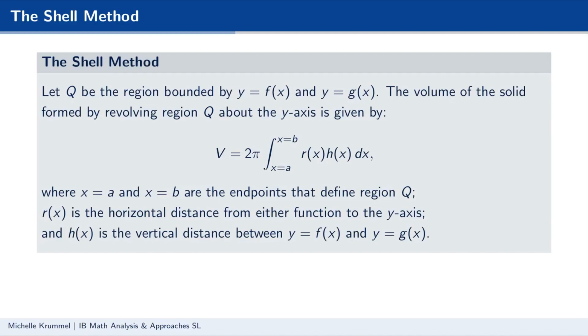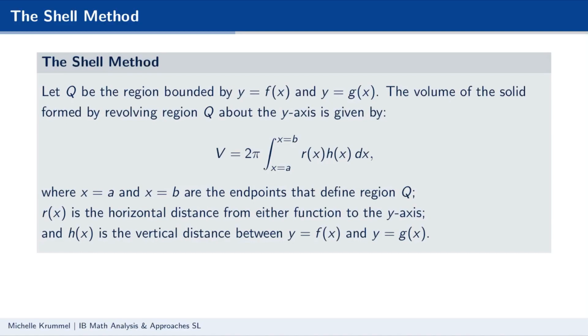So here we have a general formula for setting up shell method. Q is our region. It's bounded by the functions f of x and g of x. And we are going to revolve this region Q around the y-axis. So the setup here would be that volume equals 2 times pi times the integral from x equals a to x equals b of r of x times h of x.